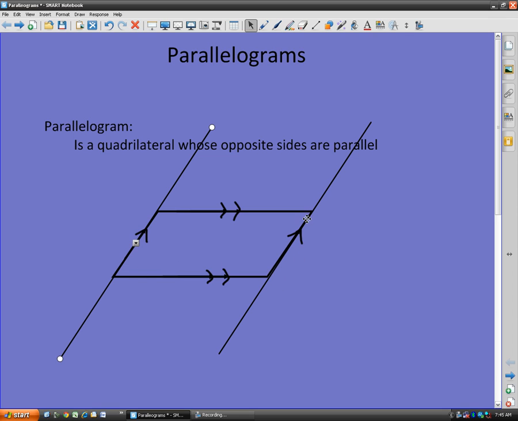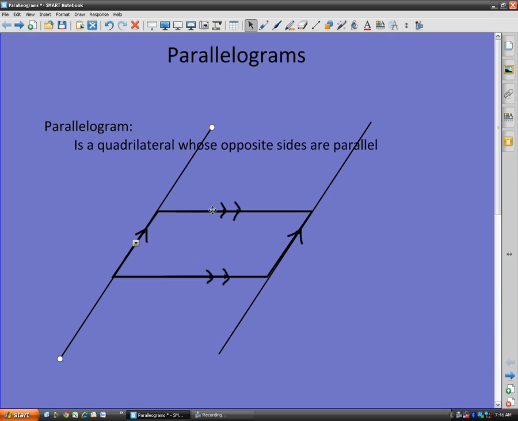You can see that I extended the two sides of my parallelogram to show that I have two parallel lines cut by either a transversal on the bottom or a transversal on the top. And so we're going to be relying on those properties to help us prove things about the parallelogram. That's one of the things that we'll cover in class.